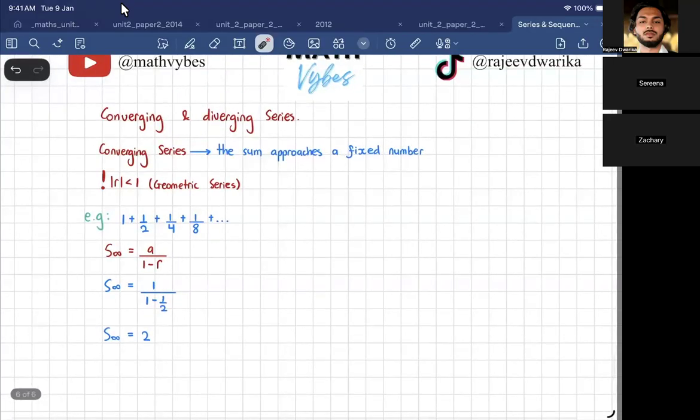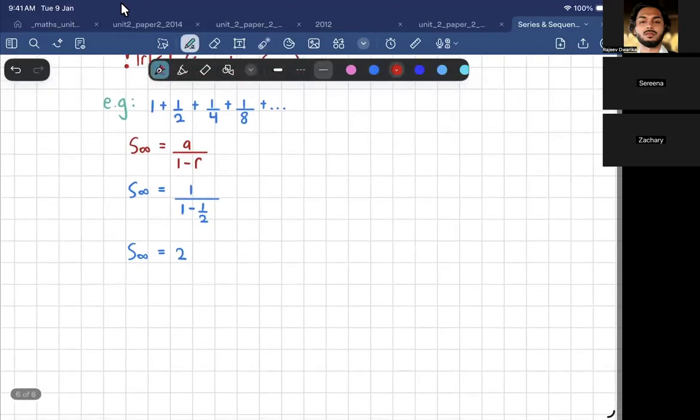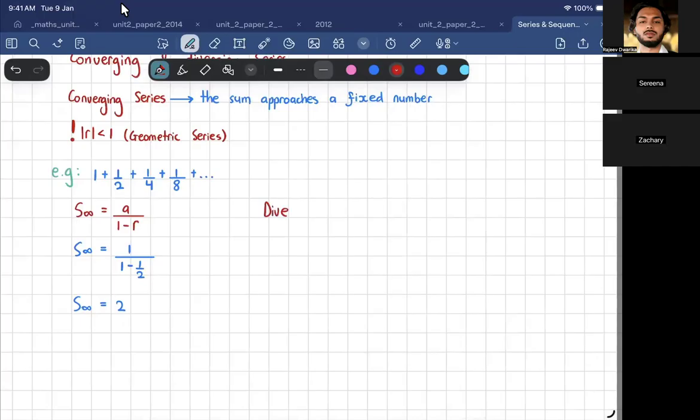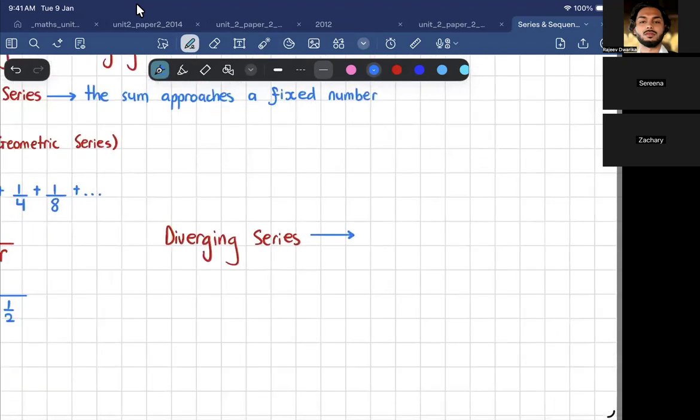Right. Let's look at divergent series now. So if convergent means that the terms are getting smaller and smaller and smaller, what do you think would happen for a divergent series? Anybody want to tell me? Terms getting bigger. Right. So you would say that the sum blows up.